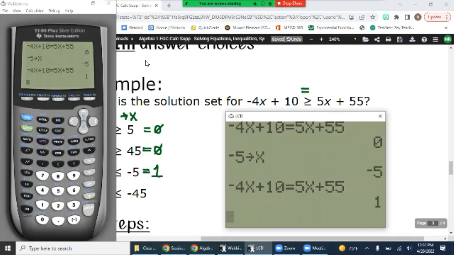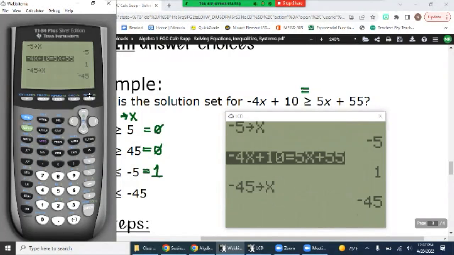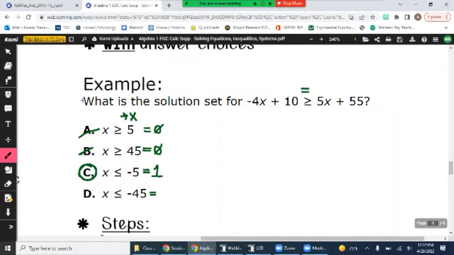Now, if it is an inequality, you have to do all the answer choices because there's that very, very small percentage of a chance that you will get two 1s. And if you get two 1s, then you have to go back and use the inequality that time. But once again, very, very small chance. So if it's an inequality, just make sure you do that, please. Ready?